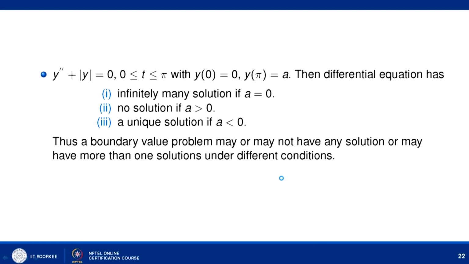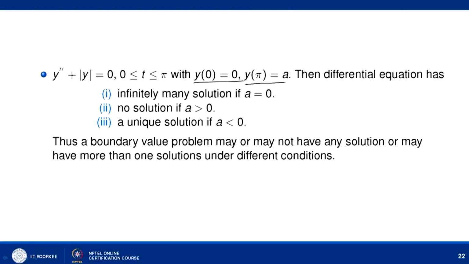Here t lies in the interval 0 to pi, and the conditions are given as y(0) equal to 0 and y(pi) equal to some a, where a is a constant. So the conditions are given at 2 points, 0 and pi. So it is the case of a boundary value problem: a differential equation along with boundary conditions. It is known as a boundary value problem, or we write BVP.